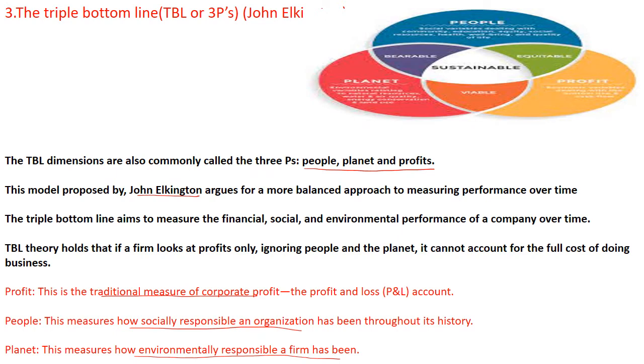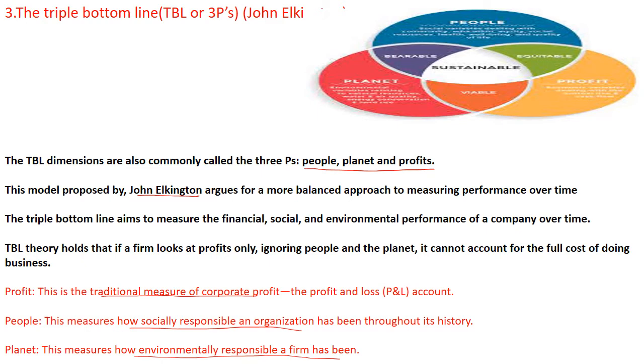So the third theory is the triple bottom line theory, or TBL theory. It is proposed by John Elkington. There are 3 P's in this theory. The first P is people, the second is planet, and the third one is profit. According to this theory, it's a balanced approach for measuring the performance of a company over time. It aims to measure the financial, social, and environmental performance of a company over time. How a company is performing on a financial, social, and environmental basis, right? So that is evaluated on a timely basis.